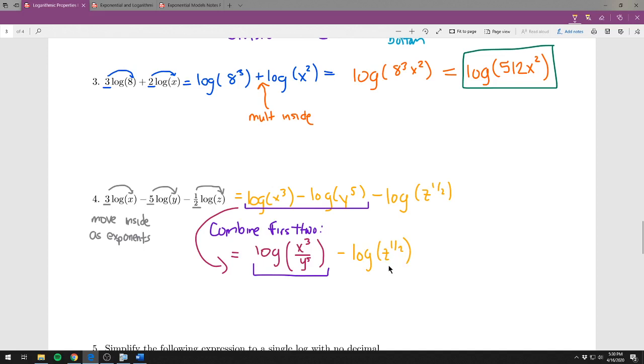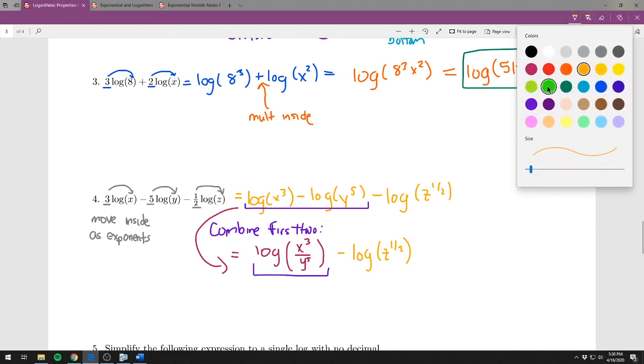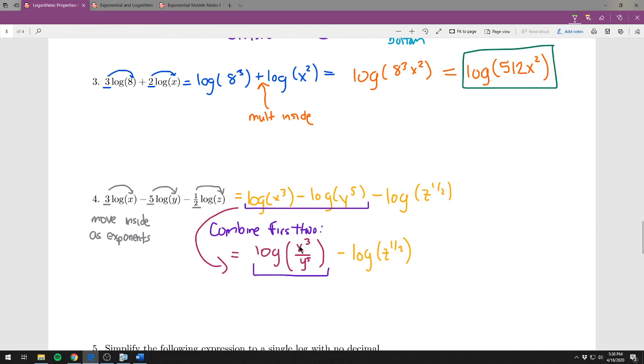Right, but we've got to go one step further because we need a single log and we still have 2. And even though it looks messy because it looks like we have a fraction, we still subtract logs on the outside. We make division of logs on the inside. All right, same rule that we just used.